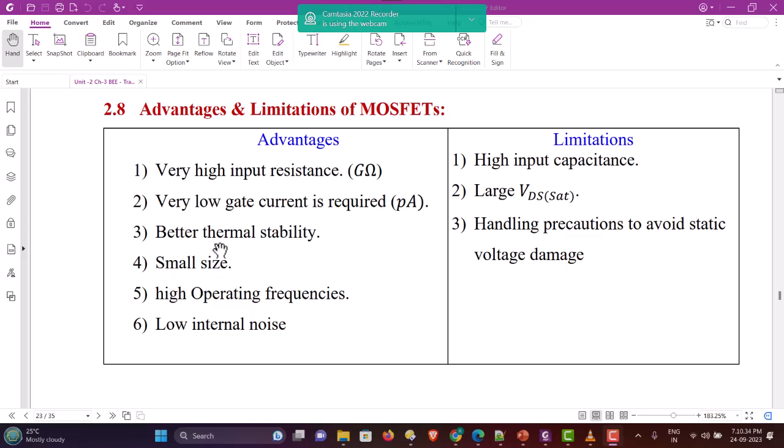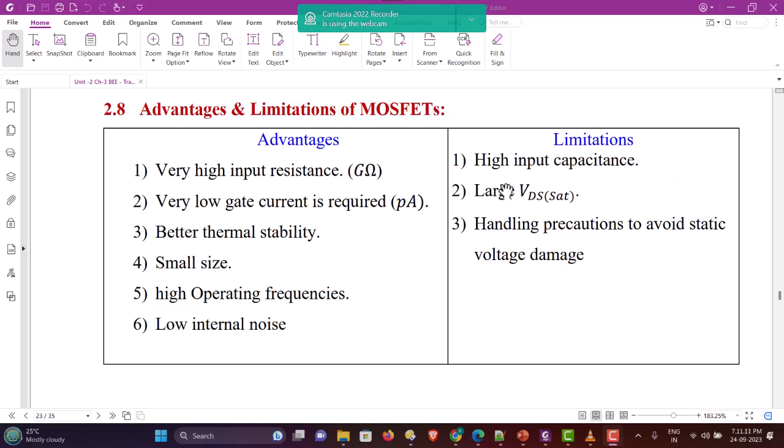They are of small size compared to BJT. They take less space. Their dimensions are smaller compared to BJT, in nanometers. MOSFETs are capable of operating at high frequency compared to BJT, and they have low noise characteristics. The noise generated by this device due to its operation is less compared to BJT. These are a few advantages.